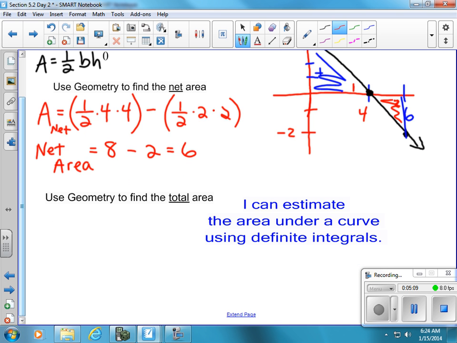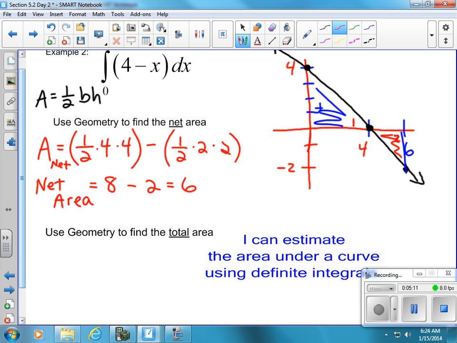Okay? Now, the total area, we're going to take these two and just add them. So area equals 8 plus 2, and that is 10. That is the total area. All right, so there's a distinction. Above the line positive, below the line negative for net area.